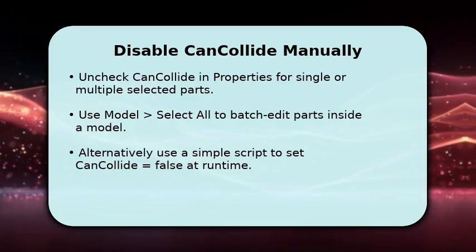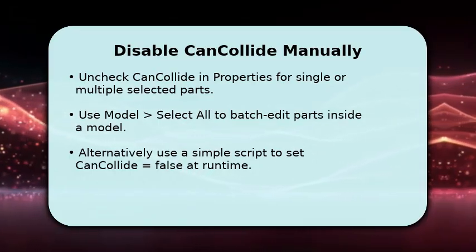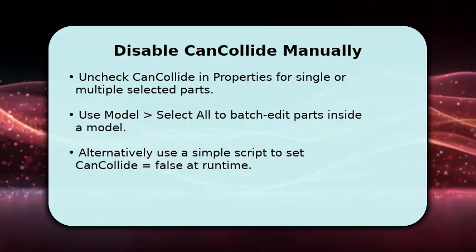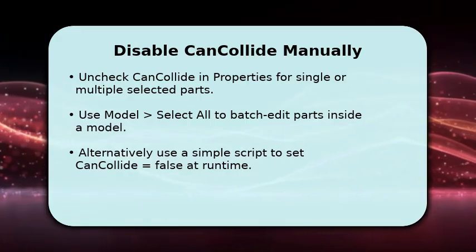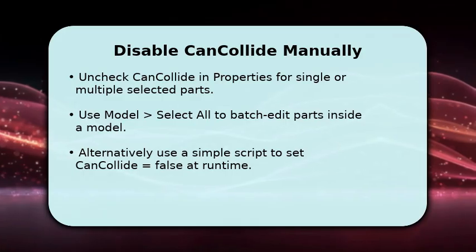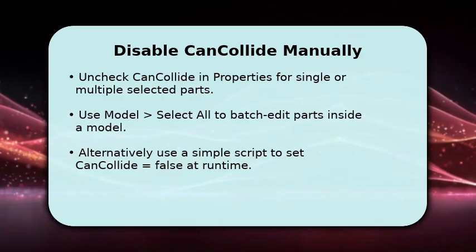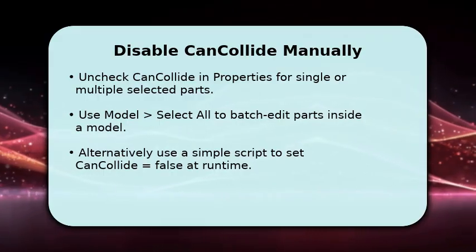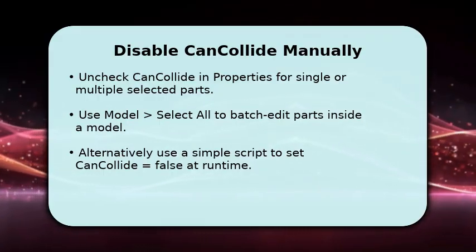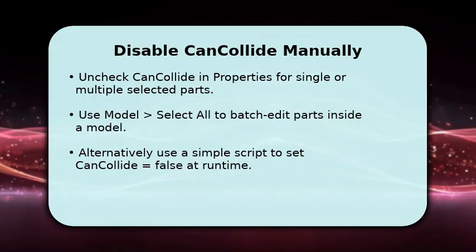If you have many parts, select the model's children using Model Select All, then toggle Can Collide once for all. For dynamic control, insert a script or local script and set part.CanCollide equals false in a loop or on specific events so collisions toggle during gameplay. This method is cleaner for large builds and helps keep the editor state.